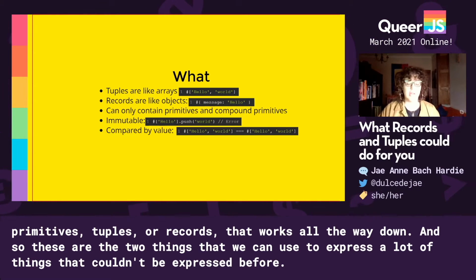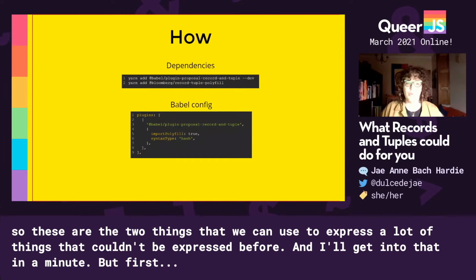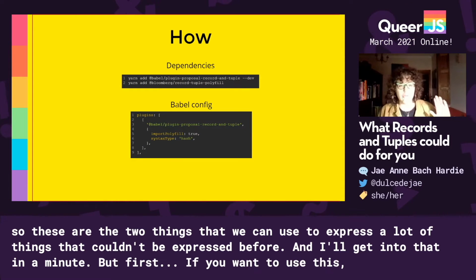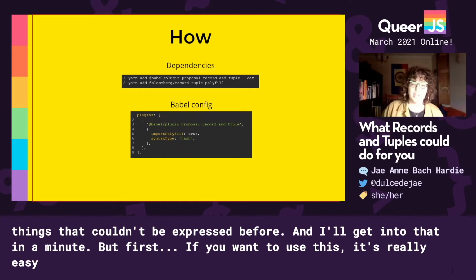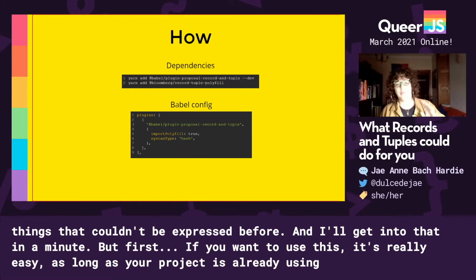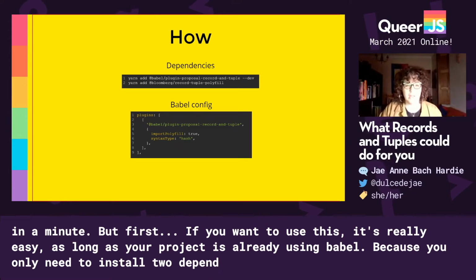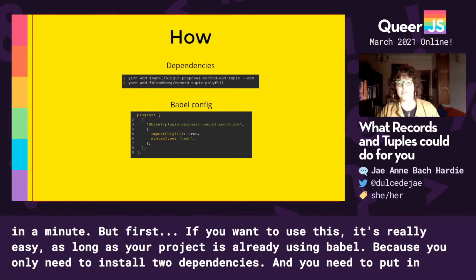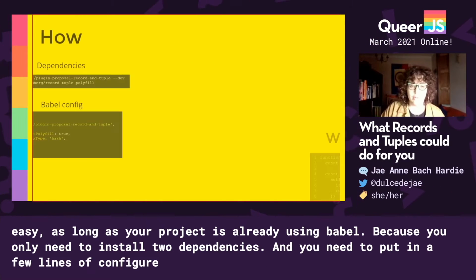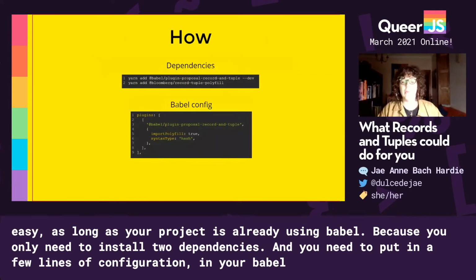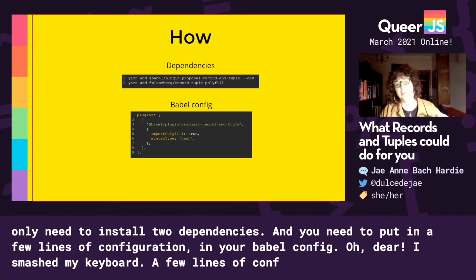And I'll get into that in a minute, but first, if you want to use this, it's really easy as long as your project is already using Babel, because you only need to install two dependencies, and you need to put in a few lines of configuration in your Babel config. Oh dear, I smashed my keyboard. A few lines of configuration in your Babel config.